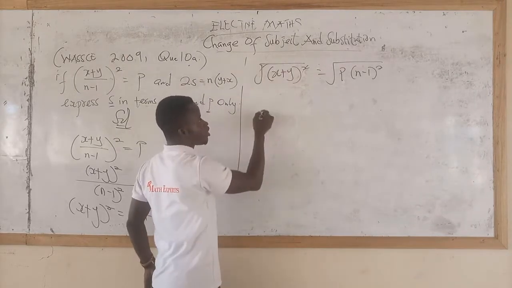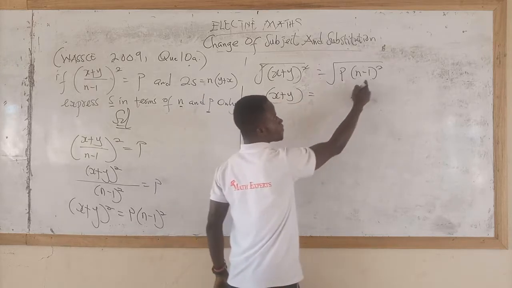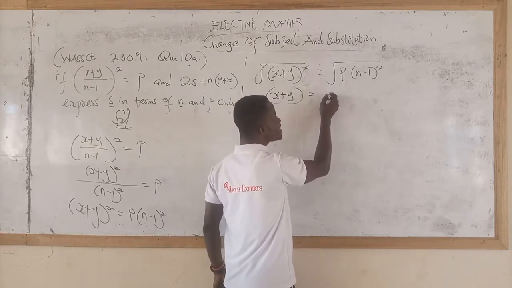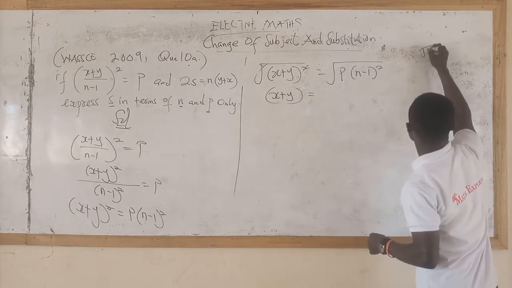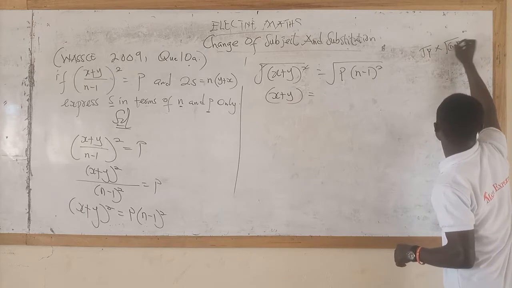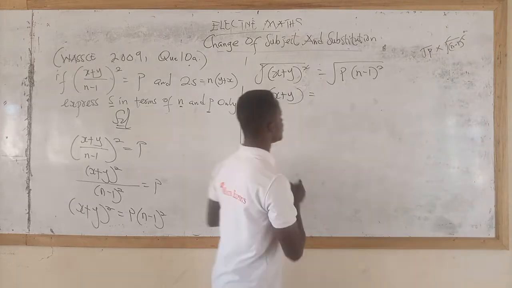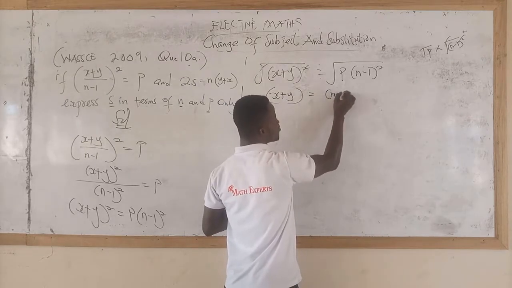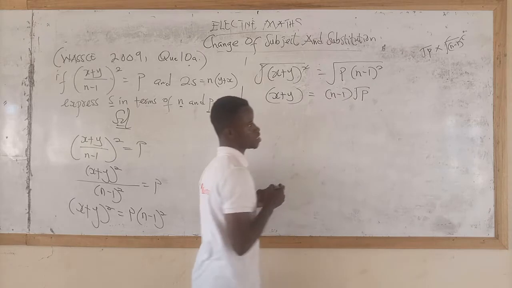This will clear out this. s plus y will be equal to, now watch. Here, be careful. This is the same as square root of p times square root of n minus 1 all squared. So this will cancel this. See that? So here you get n minus 1 square root of p.